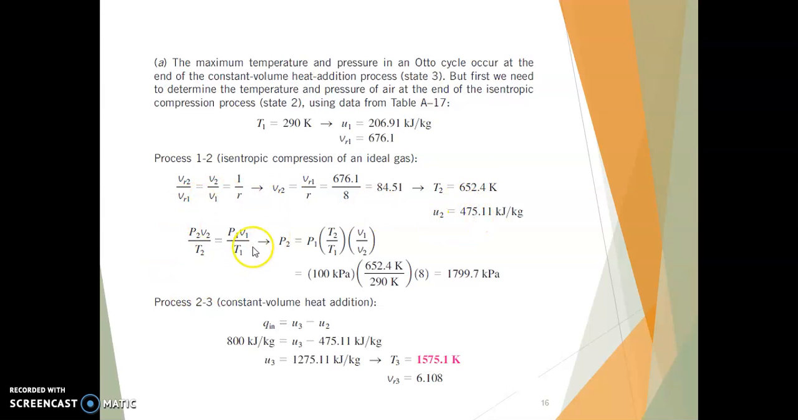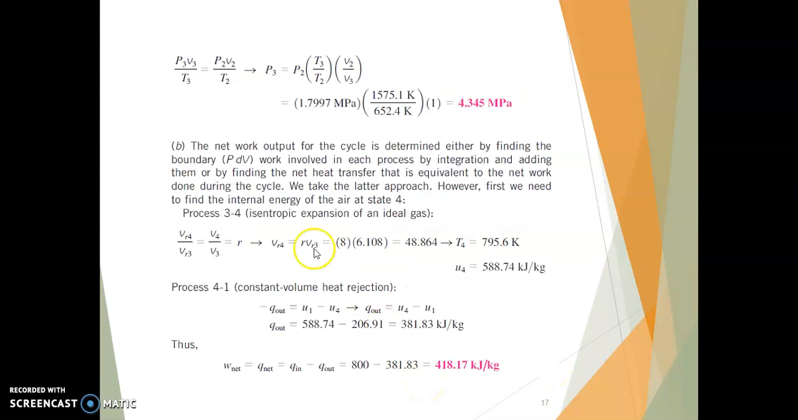Based on the ratio that we found in chapter number 5, which relates pressure multiplied by specific volume over temperature, the same between point number 2 and point number 1, we will be able to calculate pressure number 2. Then the heat in will be based on the differential of the internal energies of point number 2 and point number 3. We will be able to calculate the internal energy at point number 3 to find the temperature number 3 and the relative specific volume number 3. From the same ratio, we will be able to calculate the pressure number 3.